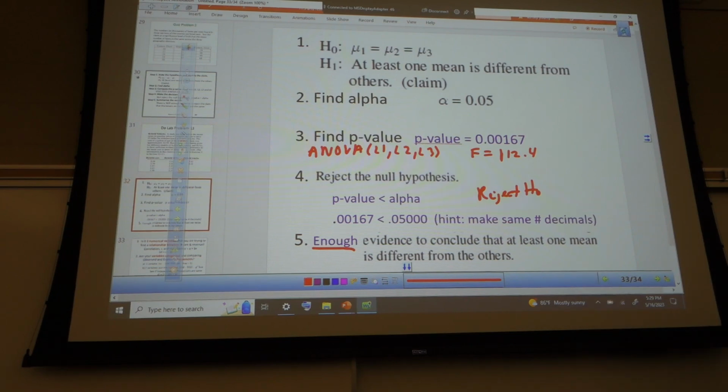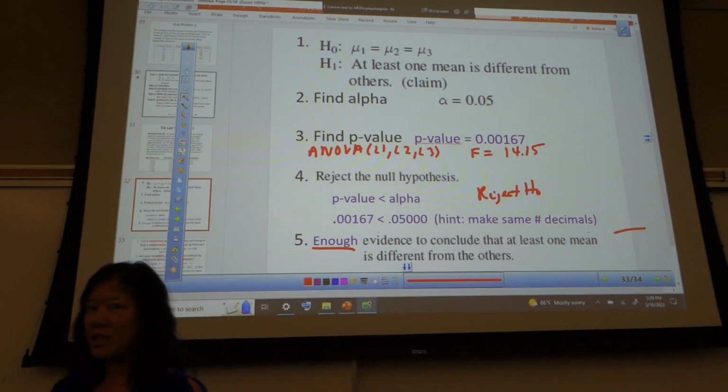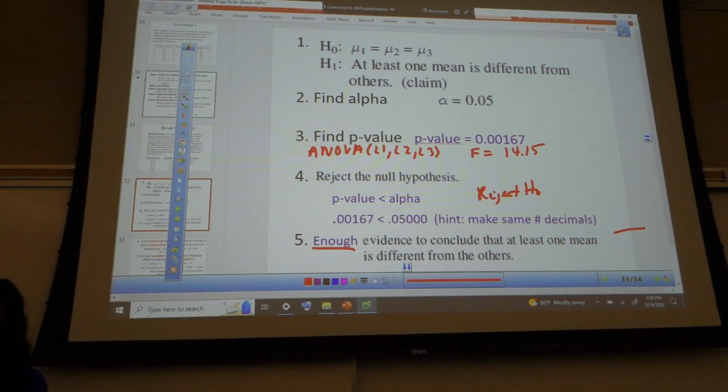What was the F? I asked you and I said 112. No one said anything. Oh, we got 14.149. Thank you. So I'll just keep writing random numbers until someone corrects me. I asked what the F was and no one said anything, so I threw out a number and no one said anything, so there we go. I thought I just got it wrong. Yeah.